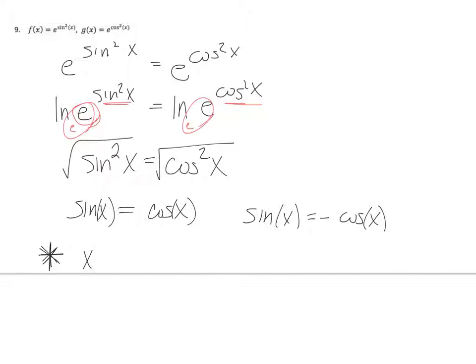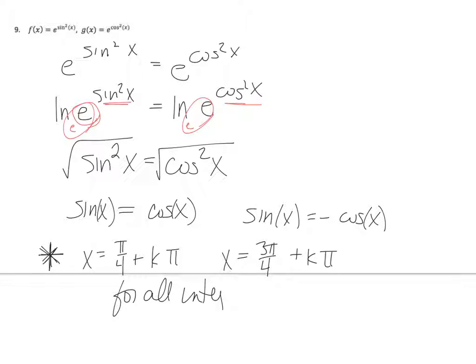We can say that x equals pi over 4 plus any whole number pi, or x equals 3 pi over 4. You're trying to remember your domain of sine and cosine and where things are valid, and we're really stretching back. And this would be for all integers k, integer being the important word here.